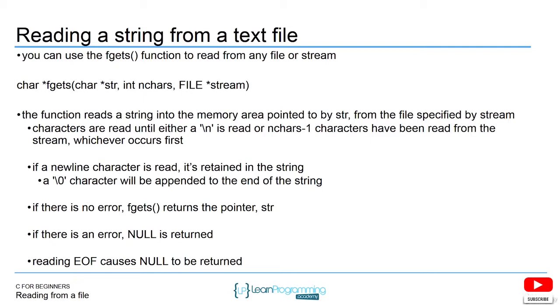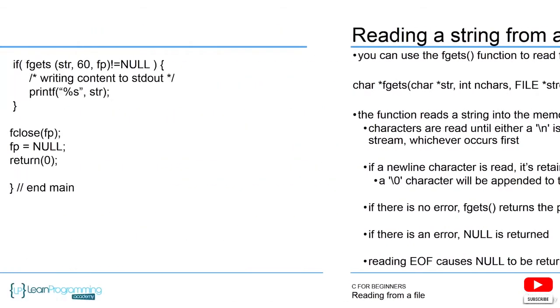So if you actually specified more characters, it would read up to the line feed and then jump out. And then it gets that new line character and puts a null character at the end of it. If there's no error, fgets is going to return the pointer, which is the first parameter. It's going to return a pointer which gets returned from the function, and then it's also going to populate the str pointer as the first parameter. If there is an error, null is returned, and reading the end of file causes null to be returned. That means you read all of your strings.